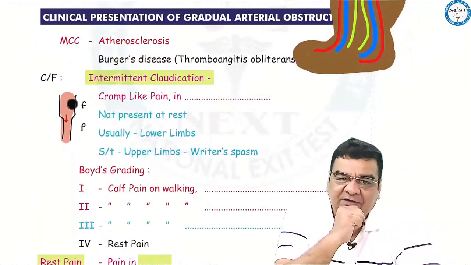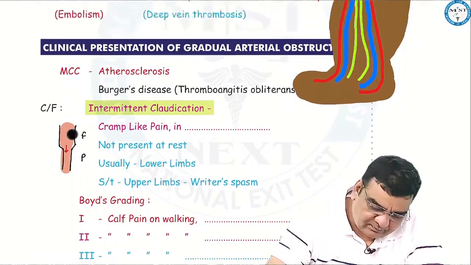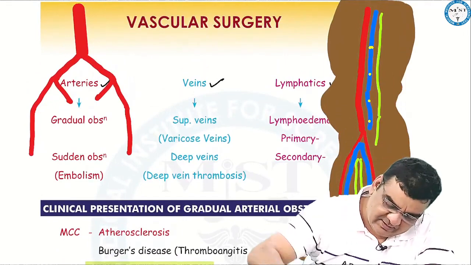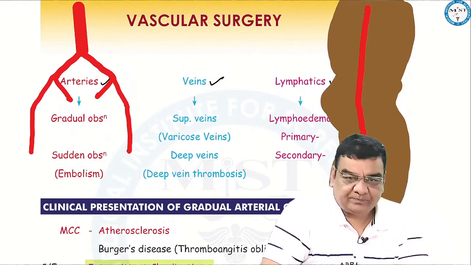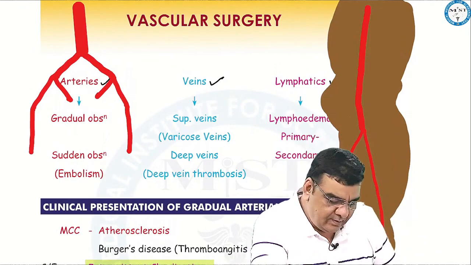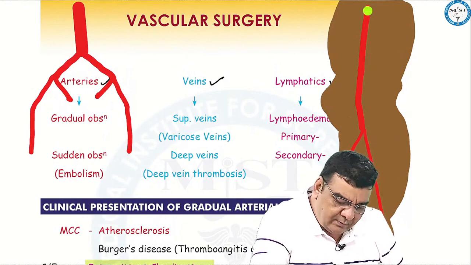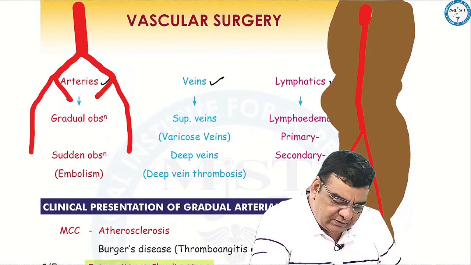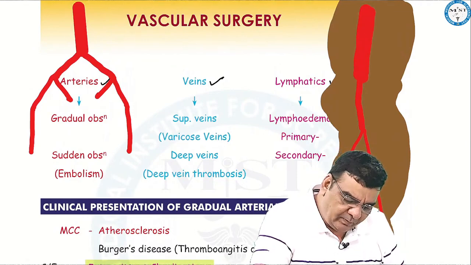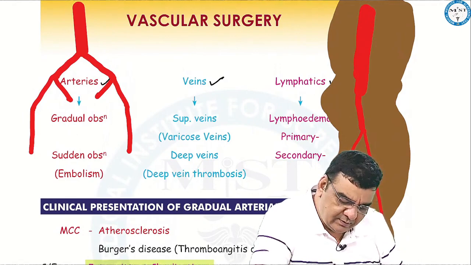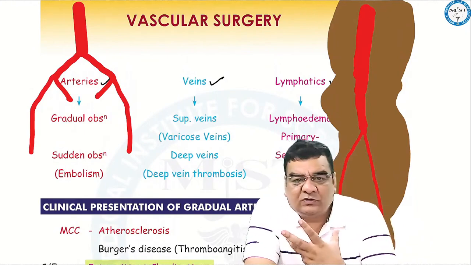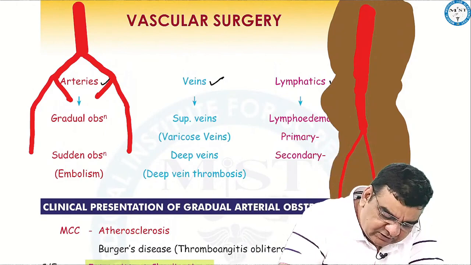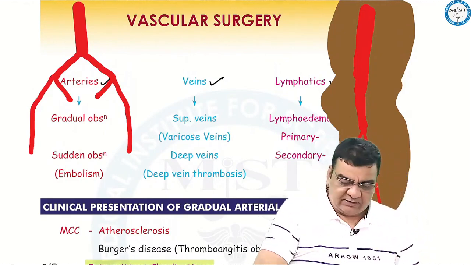Now here, first let us imagine the story of gradual arterial obstruction. Suppose this is the femoral artery, and then there is a popliteal artery, and then there is anterior and posterior tibial artery. Now, what is the commonest cause of this gradual arterial obstruction? It is atherosclerosis. Now, why does this atherosclerosis occur?